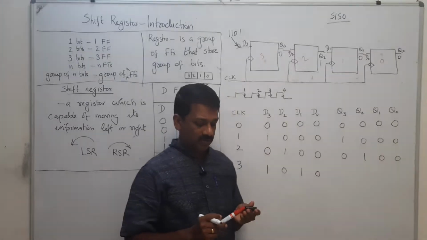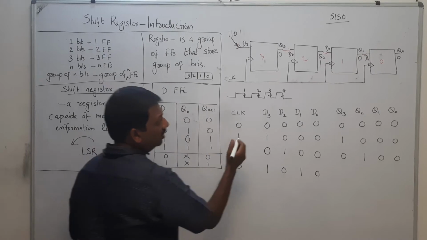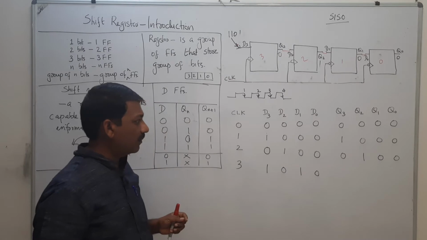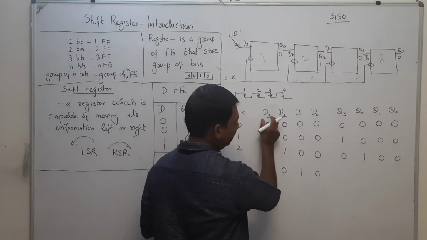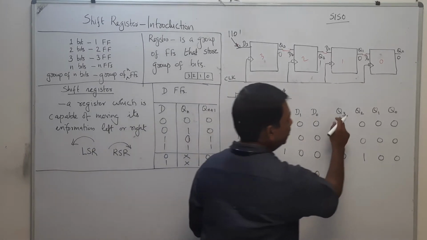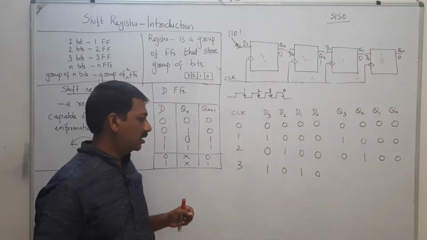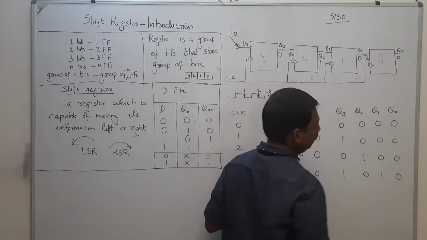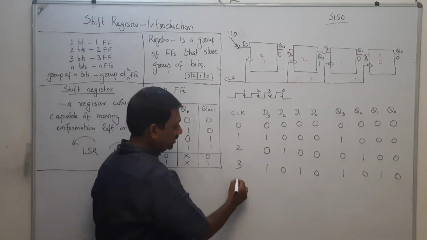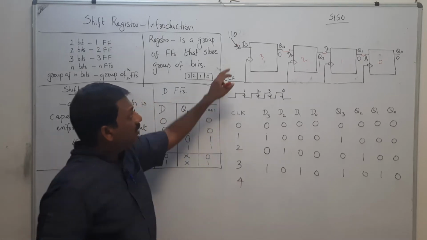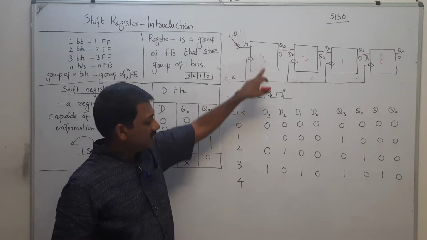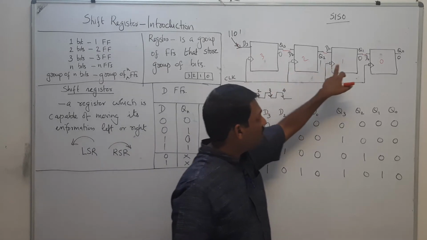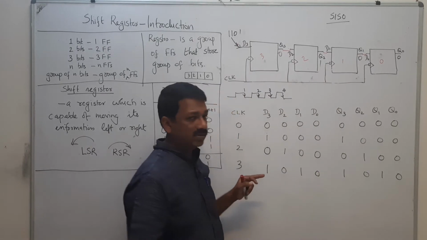Why? When this negative trigger occurs, as per the values of D3, D2, D1 and D0, the outputs of the flip-flops will be set or reset. Now that will again be 1, 0, 1, 0. For the next clock cycle 4, this one is stored in the register. That is why we have 1, 0, 1, 0 as the outputs. Now those are the values.